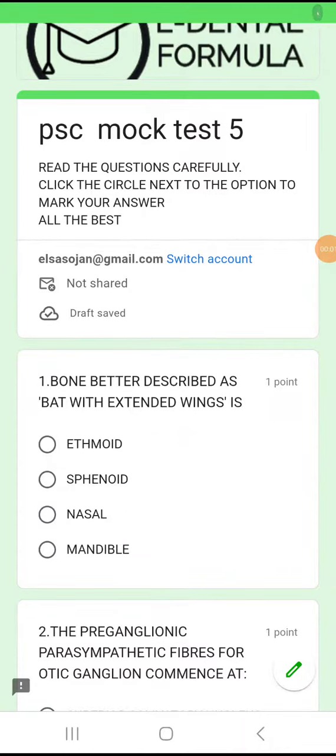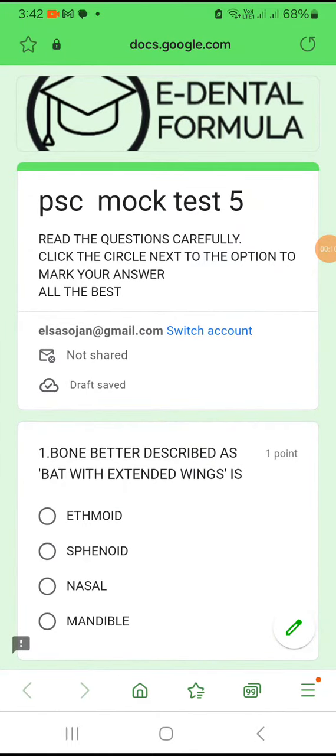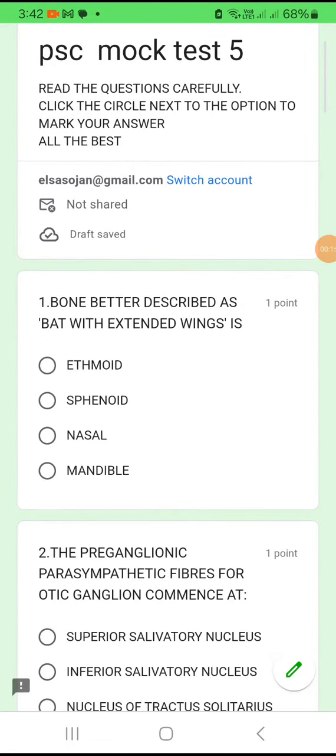Dear students, today we are going to deal with the fifth PSC mock test for the Kerala PSC Assistant Dental Surgeon 2025. So let's go on to the first question.